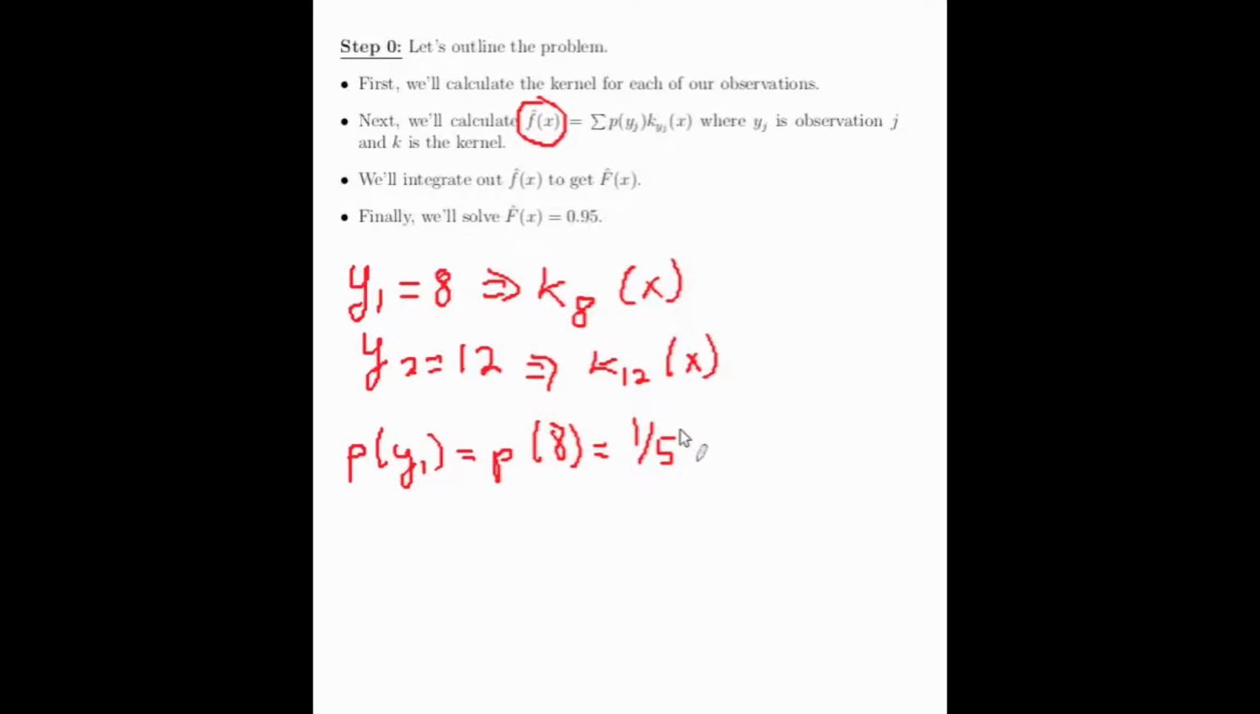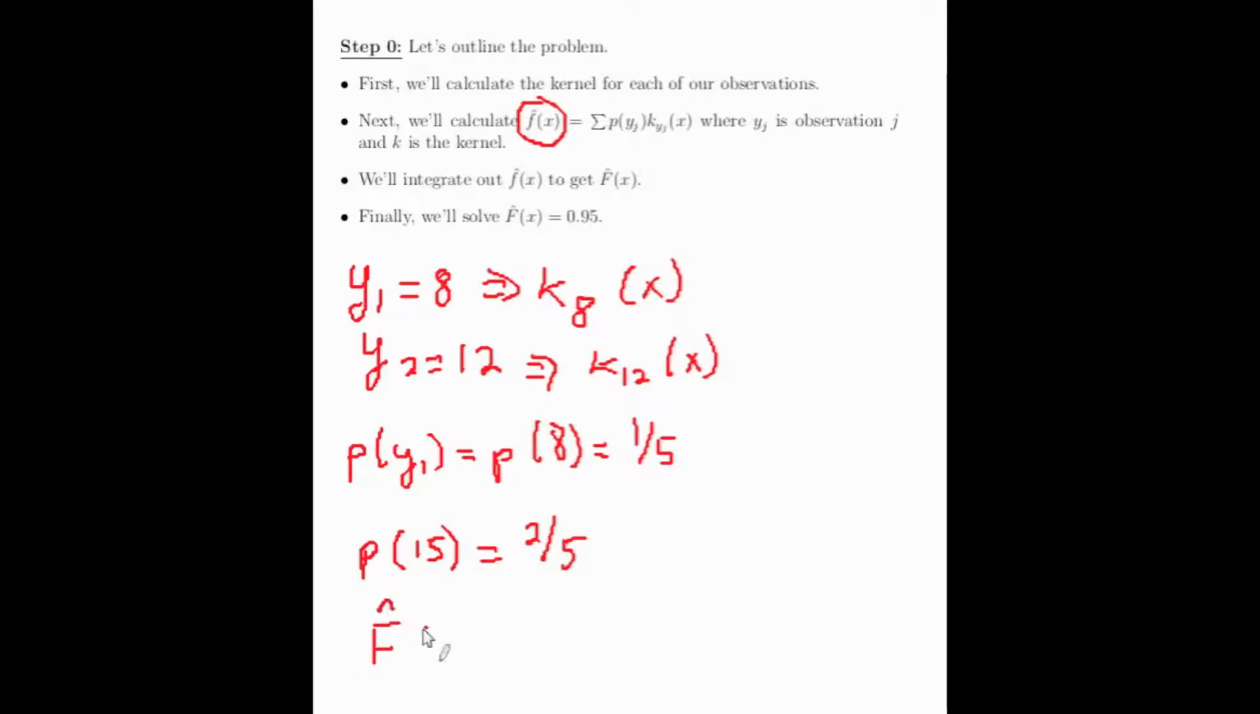In fact, all the observations will be equal to just 1/5, the probability of each observation, I should say, except the last one, because p15, because 15 occurs twice in the data, you're going to get 2 over 5. So once we have that, we're going to integrate out little f of x to get big F of x.